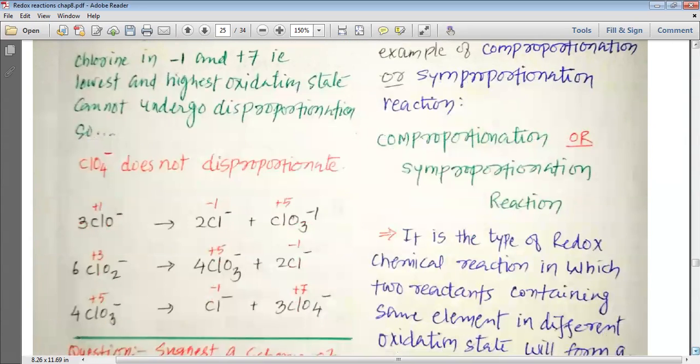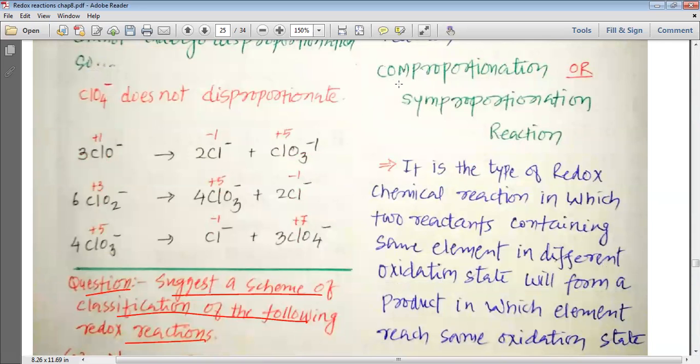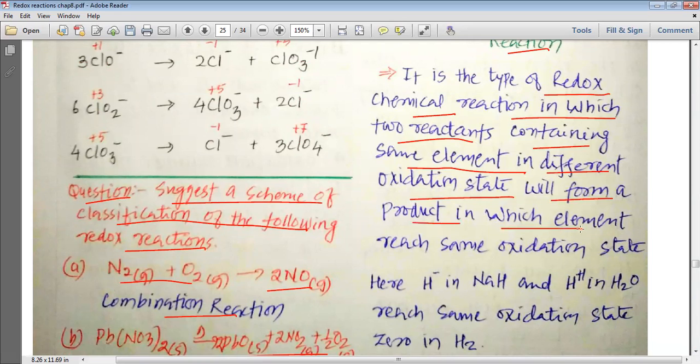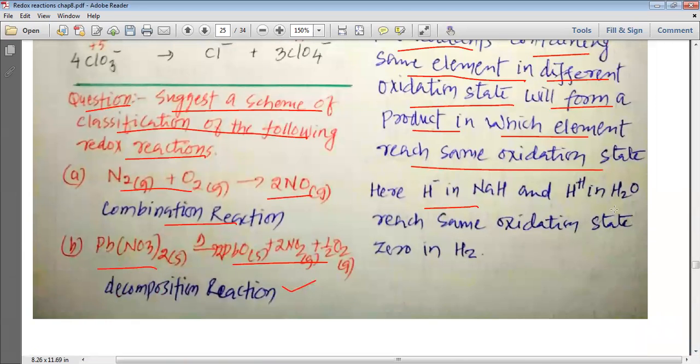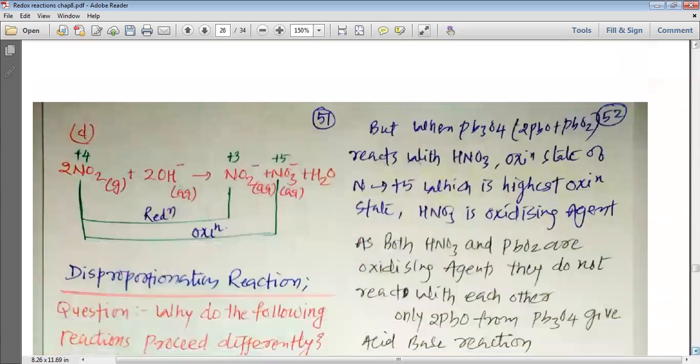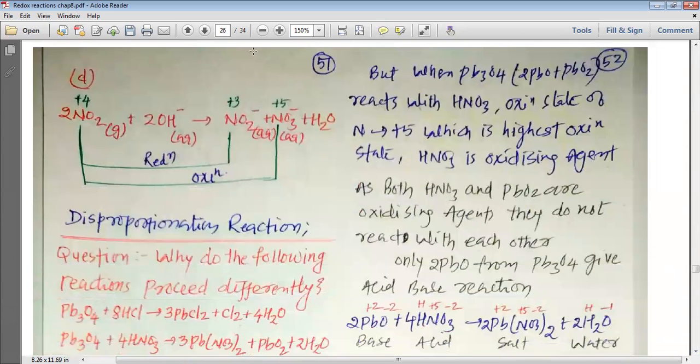Now, next, my dear students, let us read the definition. Comproportionation reaction or symproportionation reaction. It is the type of redox chemical reaction in which two reactants containing the same element in different oxidation states form a product in which the element reaches the same oxidation state. Here H minus 1 in NaH and H plus 1 in H2O reach the same oxidation state, that is 0 in H2, and that is why such a reaction is known as the comproportionation or symproportionation reaction.